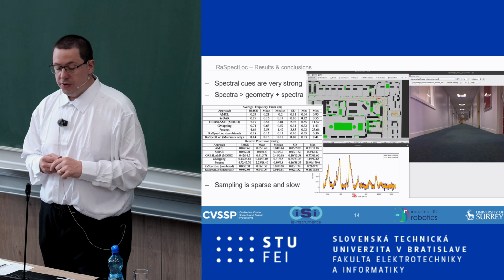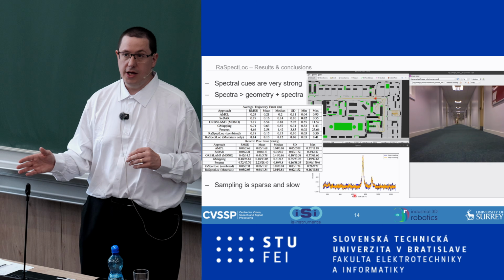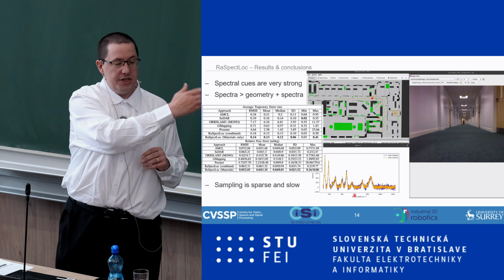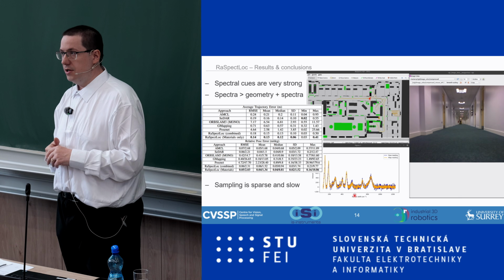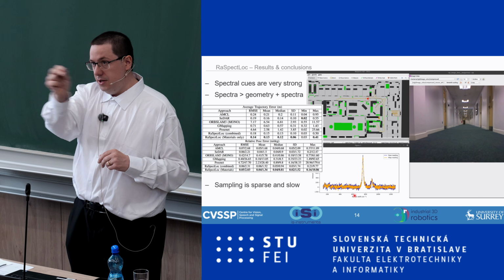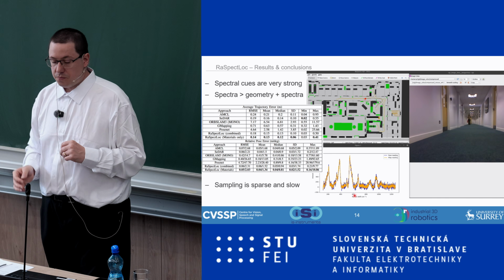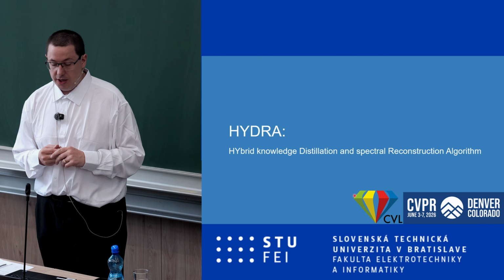The problem with all of this is that taking the measurements is slow. Okay, for this it was okay because we're doing a 2D localization. We only need to take a few measurements around the robot. If we wanted to do 3D localization, we would have to scan the spectrometer all over the place. It would take forever. So that kind of motivated this next bit of work, Hydra.